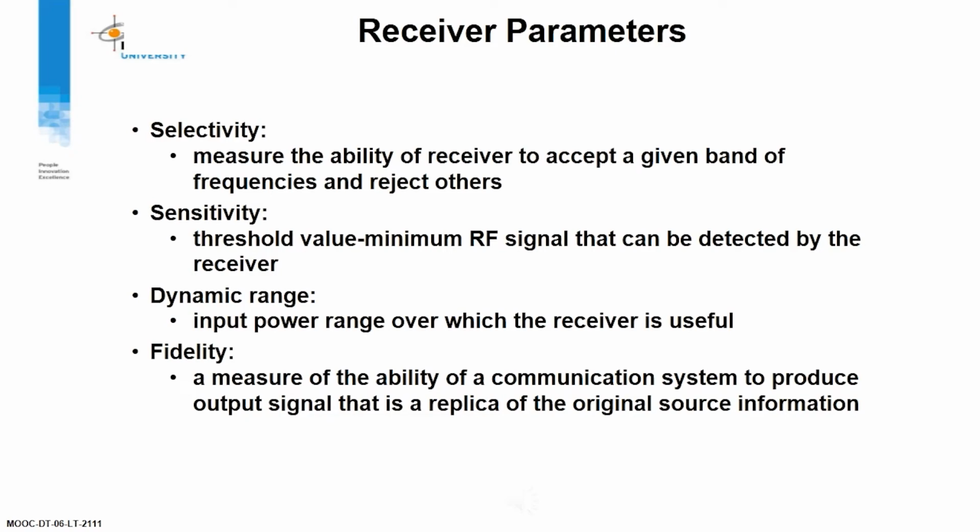The receiver parameters. Selectivity: a measure of the ability of the receiver to accept a given band of frequencies and reject others. Sensitivity: the threshold value, the minimum RF signal that can be detected by the receiver. Dynamic range: the input power range over which the receiver is useful. Fidelity: a measure of the ability of a communication system to produce an output signal that is a replica of the original source information.